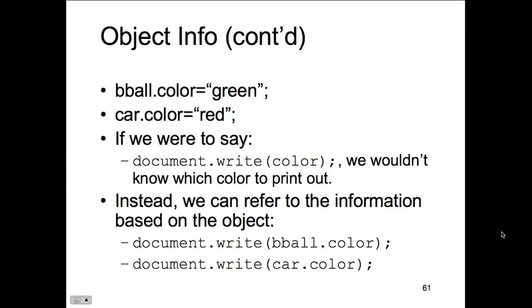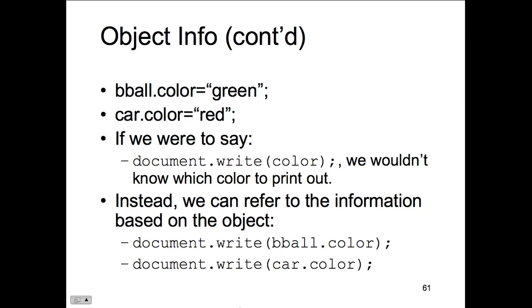So here's another example. bball.color is equal to green. car.color is equal to red. If we want to say document.write color, we don't know which color to print out. Same thing you get with object orientation. In other languages, you have to say bball.color or car.color, to say which one of the colors we want.